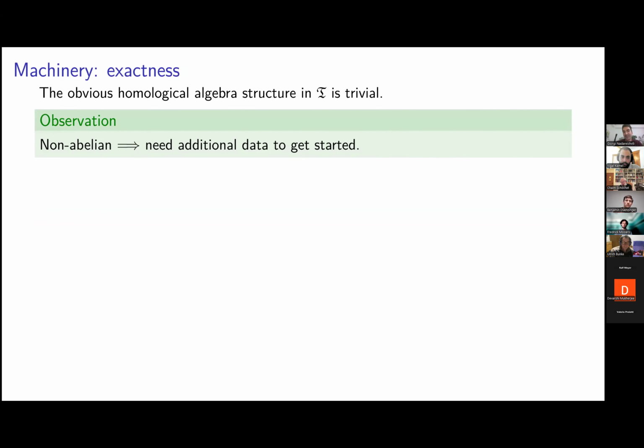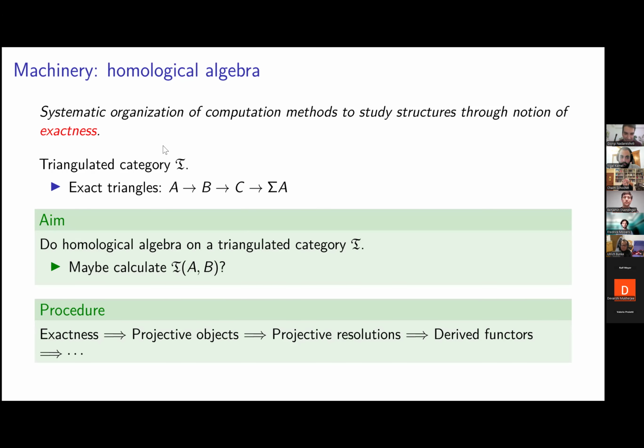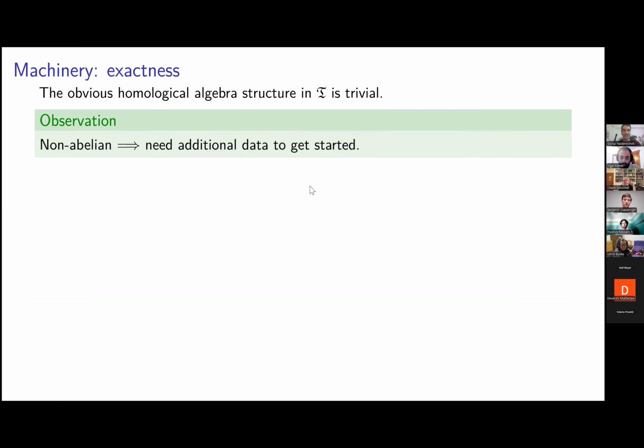The first thing you might think, because I'm still in the machinery realm here, is, okay, I kind of nudged you in a sense that I know what exactness means in a triangulated category. Exact are the exact sequences which come from triangles, by the way. I was hoping I had, okay, anyways, I don't have it, so my hope is gone. But there's an observation, if you have worked with homological algebra before, that if your category is non-abelian, somehow you always need additional data to get started.